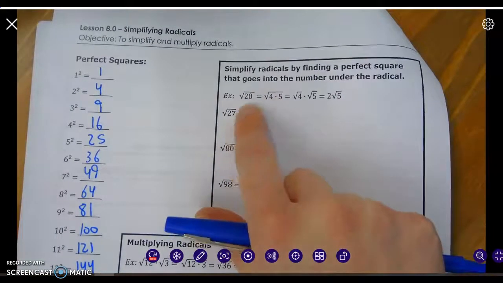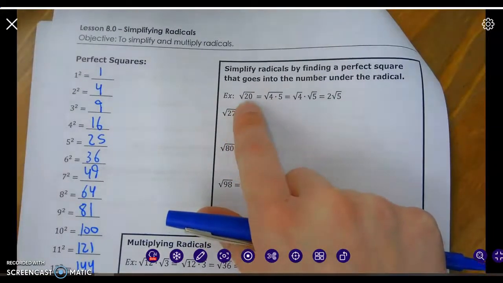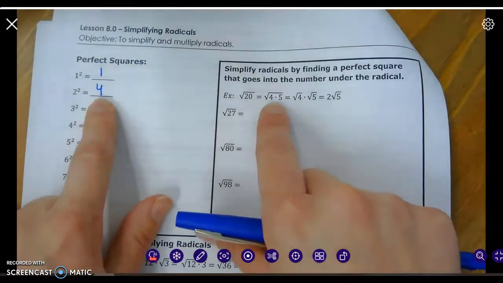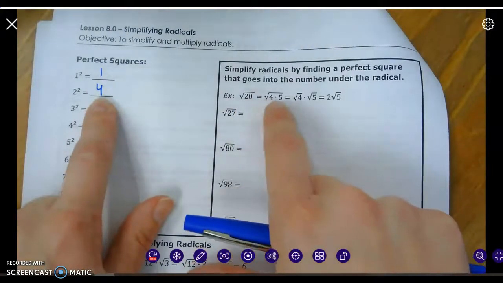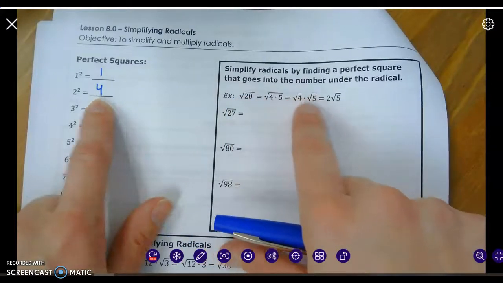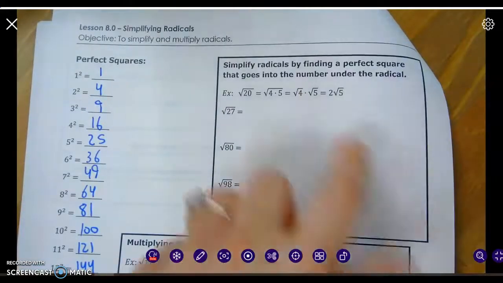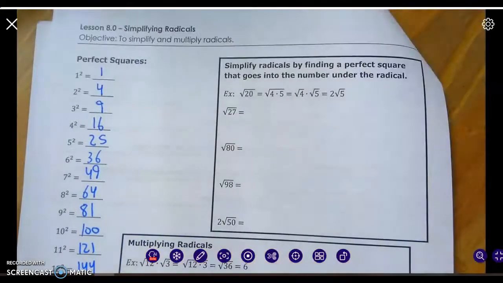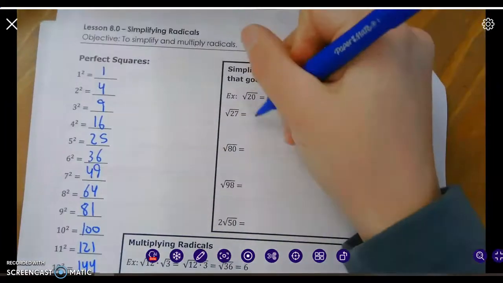So we've got the square root of 20, and what we need to do is find two numbers that multiply to 20, and one of those numbers needs to be on this list, and so that's going to be 4. So if we take 4 times 5, that gets us back to 20, and so we split that up into their own radicals, and so the square root of 4 becomes 2, and the square root of 5 stays square root of 5.